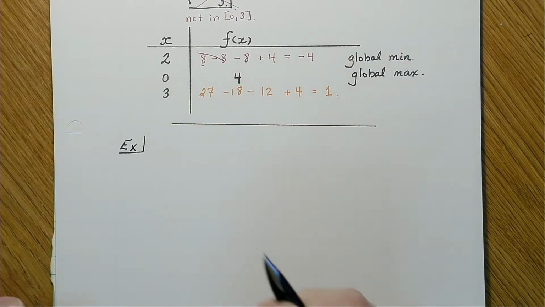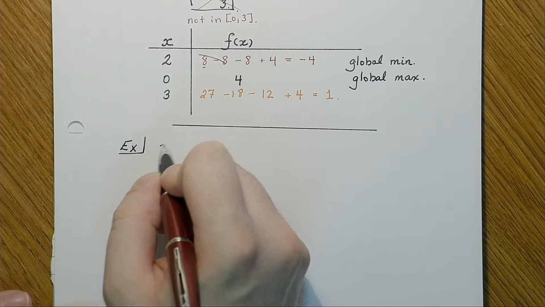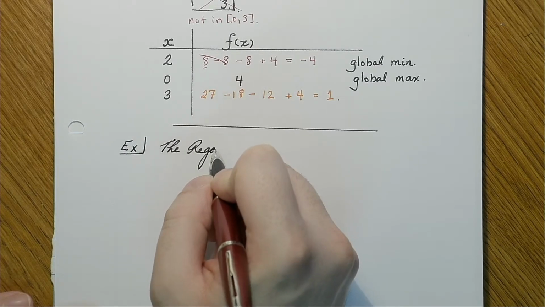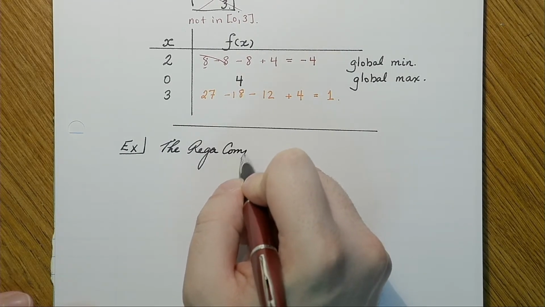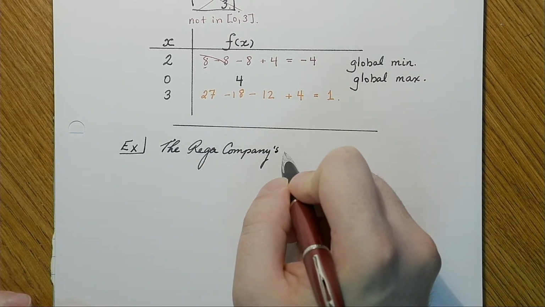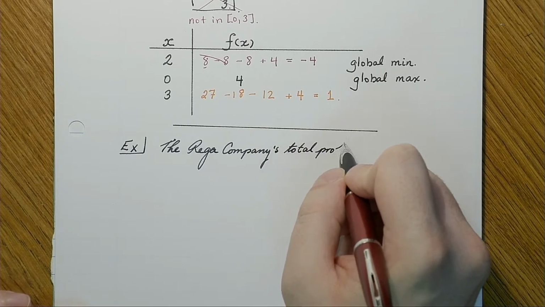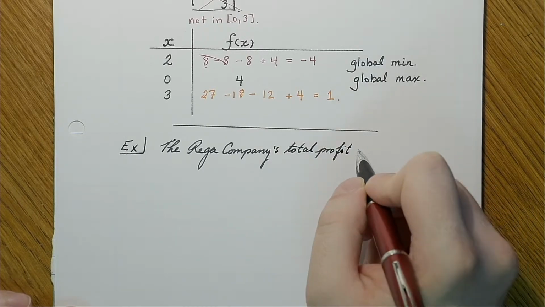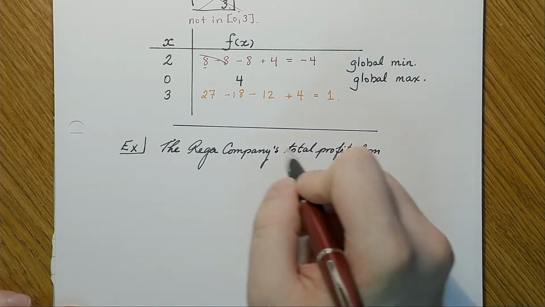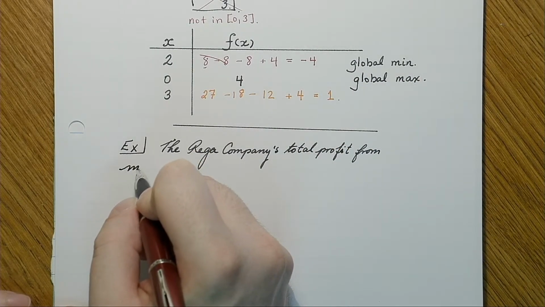This is very, very relevant. It seems that every 30 years stuff comes back. So here is an example. We have the Rega company. Rega is out of the UK. And again, this is a totally made up curve. So Rega, if you're listening, please don't send a nasty email. This is their total profit from manufacturing.